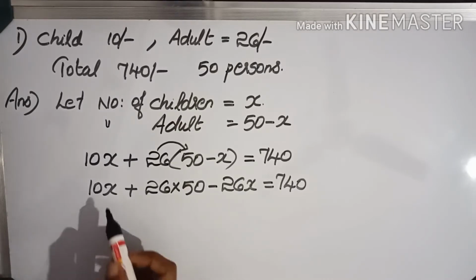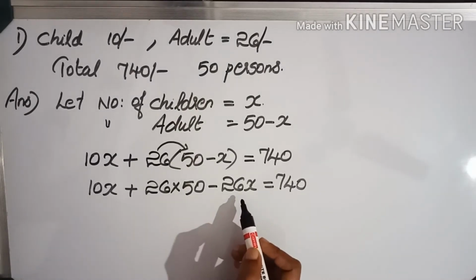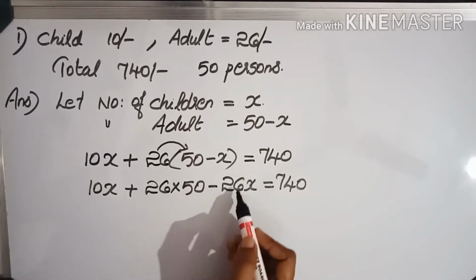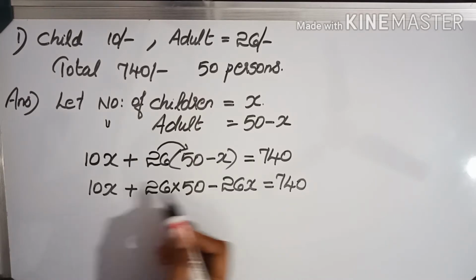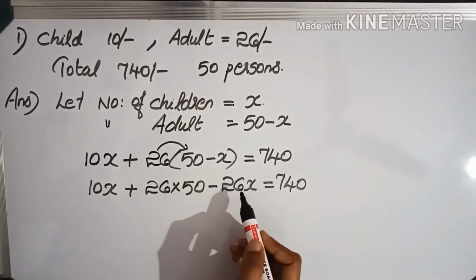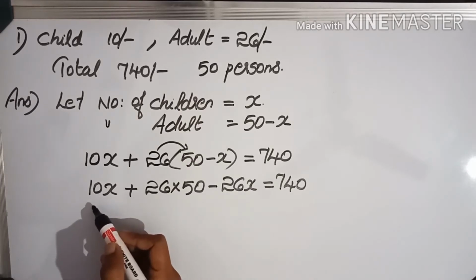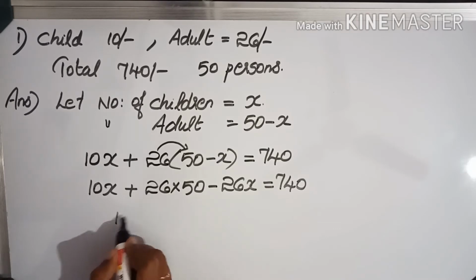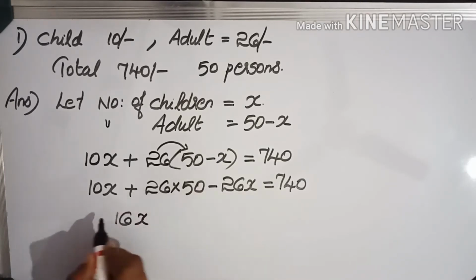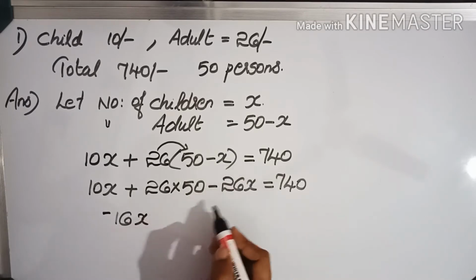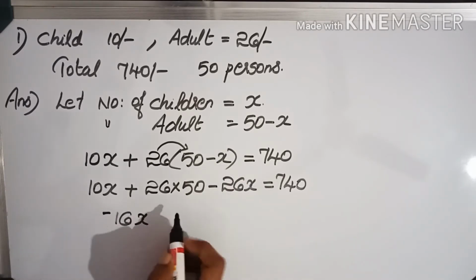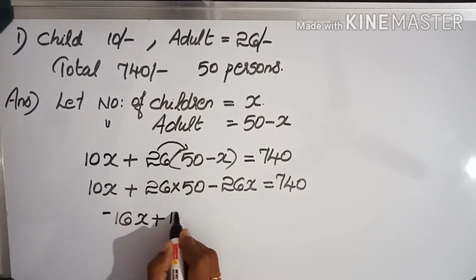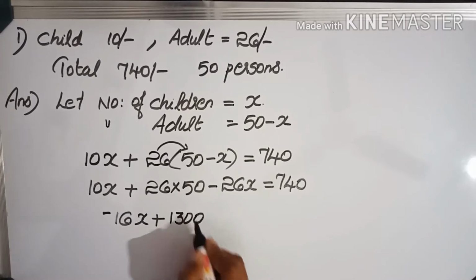Now in the next step, 10x here minus 26x here. Both have different signs. Different signs means bigger number minus smaller number, and put the bigger number's sign. So from 26x if we subtract 10x, what will be the answer? 26 minus 10, that is 16x. And put the sign as negative because the higher number is 26, that's why the negative sign here. Now plus 26 into 50. 26 into 5 is 130, then one more 0, 1300.